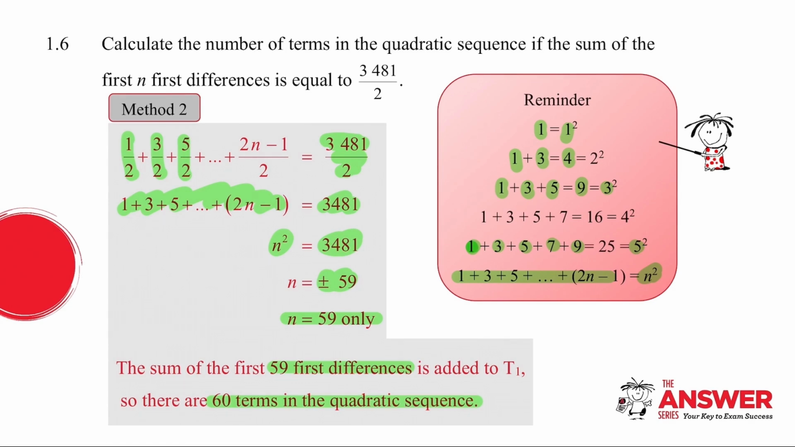You really need to process the relationship between the first differences and the number of terms in a pattern in order to answer some of the questions that relate the quadratic pattern to its first differences. This is confusing. I suggest that you go through this question and the previous question again in your own time. And I hope that when you tackle questions like this in the future, you will find them both manageable and enjoyable.